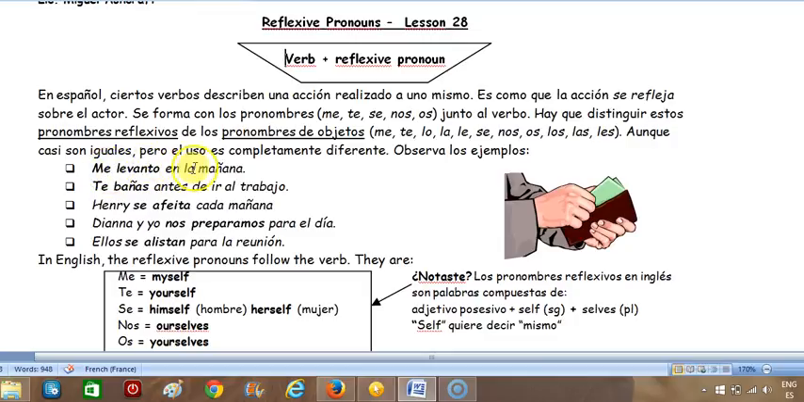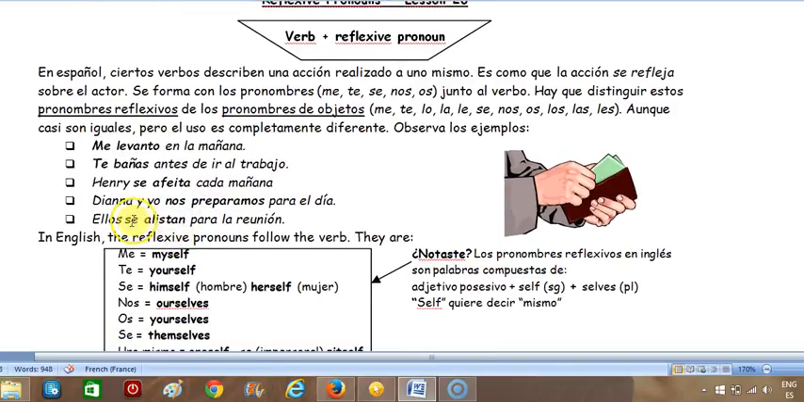Me levanto en la mañana, te bañas antes de ir al trabajo. Henry se afeita cada mañana. Diana y yo nos preparamos para el día. Ellos se alistan para la reunión. Entonces pueden ver que el pronombre reflexivo va antes del verbo en español. En inglés va a ir después del verbo.